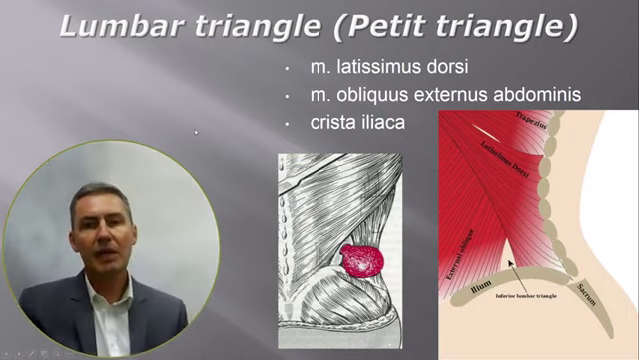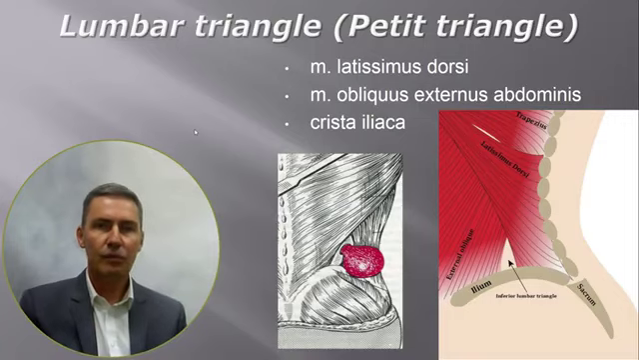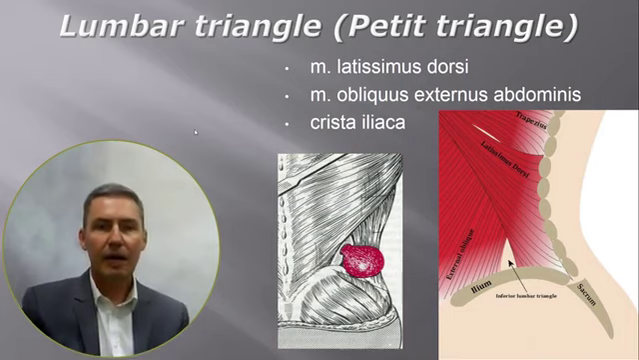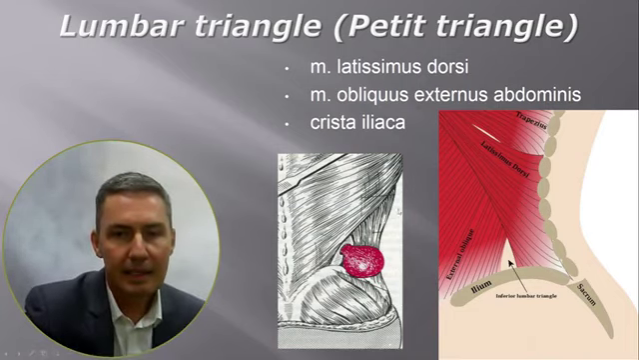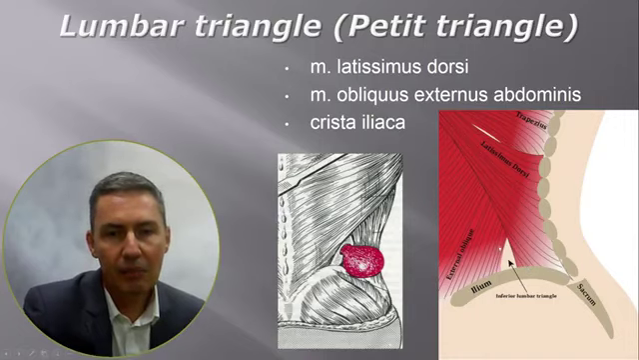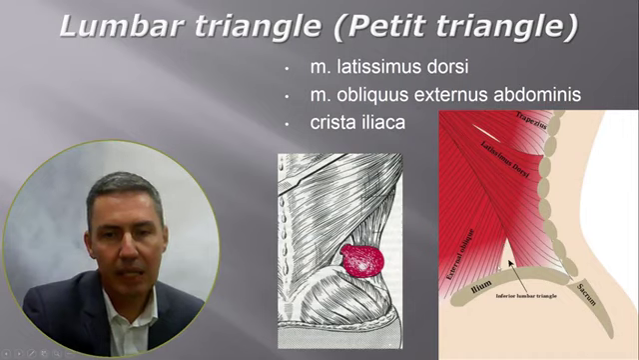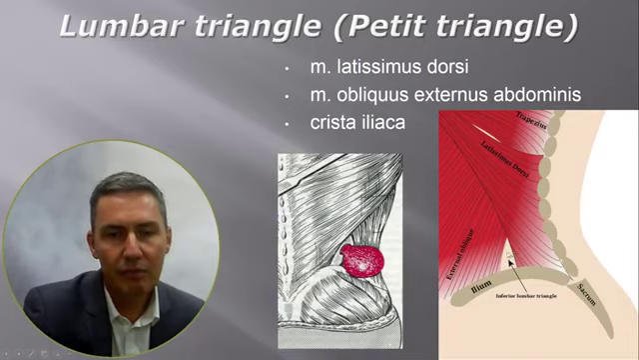One more topographical formation which is clinically quite important and is present in the lumbar region is the lumbar triangle, or triangle of Petit. This triangle is bounded by the latissimus dorsi muscle laterally, by the external oblique muscle of the abdomen medially, and by the iliac crest inferiorly. The floor of this lumbar triangle is formed by the internal oblique muscle.